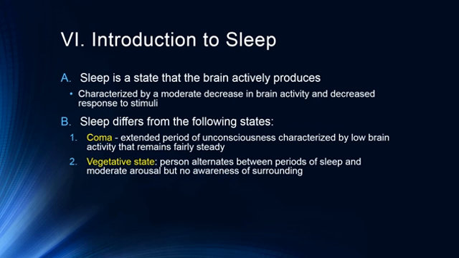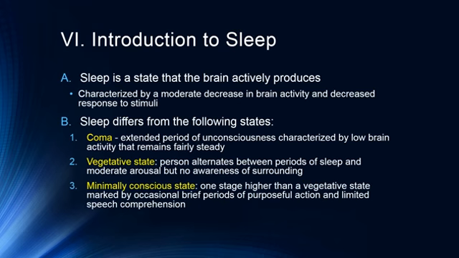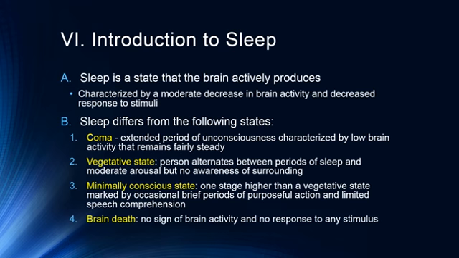In a persistent vegetative state, the person alternates between periods of sleep and moderate arousal, but with no awareness of their surroundings. A minimally conscious state is one stage higher than a vegetative state, marked by occasional brief periods of purposeful action and limited speech comprehension. These are generally due to some sort of brain injury, sometimes lasting for days, weeks, and months, or even years. Brain death is finally the lowest of these, where there's no sign of brain activity and no response to any stimulus.